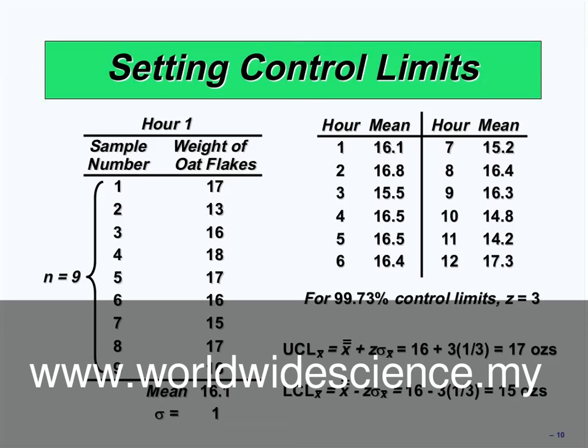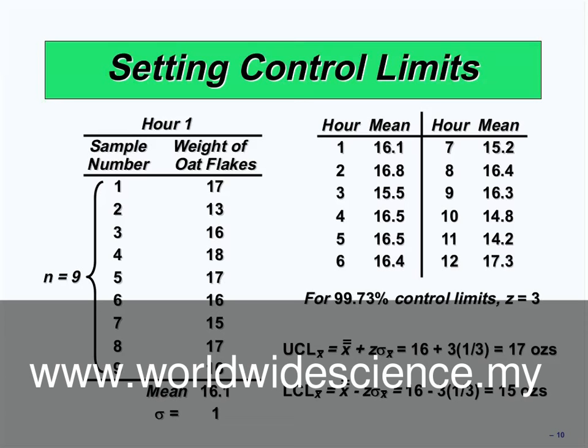X bar bar is the mean of these 12 numbers. Okay, we have 12 numbers here: 16.5, 16.8, 15.5, 16.5, 16.5, 16.4. We have 12 means of the 9 cups. If we sum these 12 numbers and divide by 12, we can calculate X bar bar.